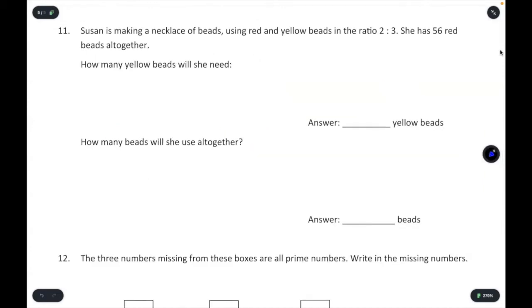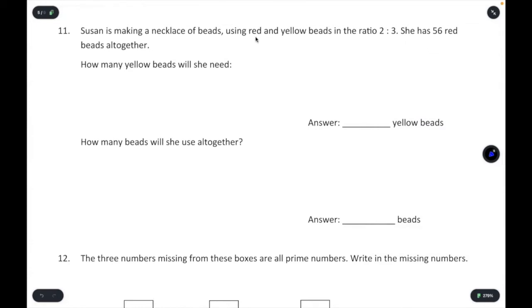Now let's see what Susan is doing. She is making a necklace of beads using red and yellow beads in the ratio 2:3. She has 56 red beads altogether. We need to work out how many yellow beads she will need. Now with ratios, the order that the words appear in and the order that the numbers appear in is very important because that order needs to be corresponding.